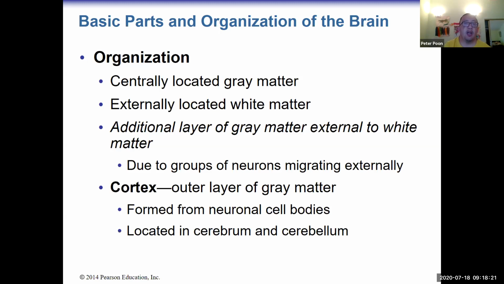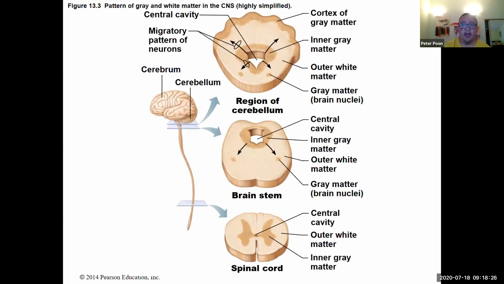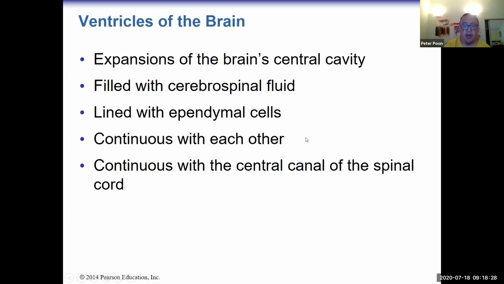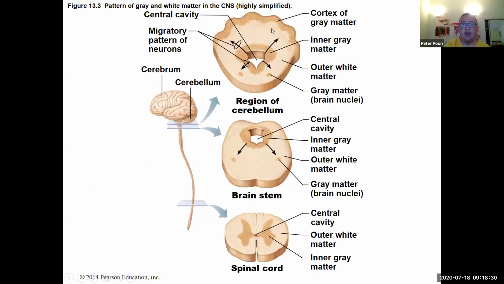The organization of the brain is pretty simple. We have gray matter on the very outside, an inner layer of white matter, and then some deeper, darker gray matter.